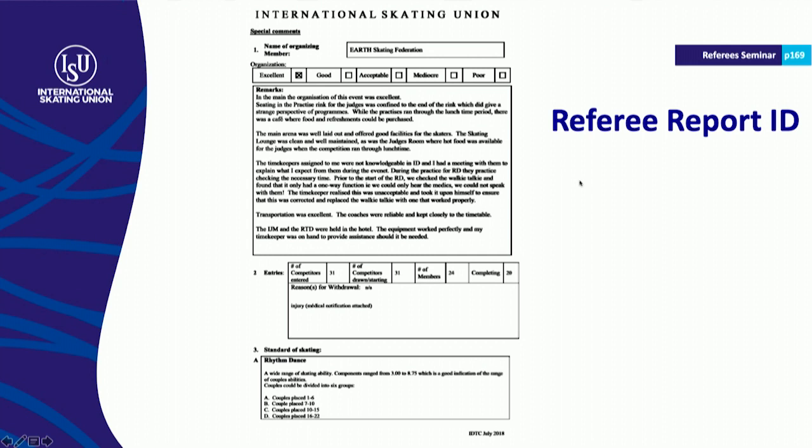This part is where you put all information about the organization of the event, and it is important that you write the exact information. You cannot evaluate, for example, excellent, and then say that the hotel was poor, the buses never went on time, the ice quality was horrible, and evaluate with excellent. So your evaluation must correspond with what you're writing down here.